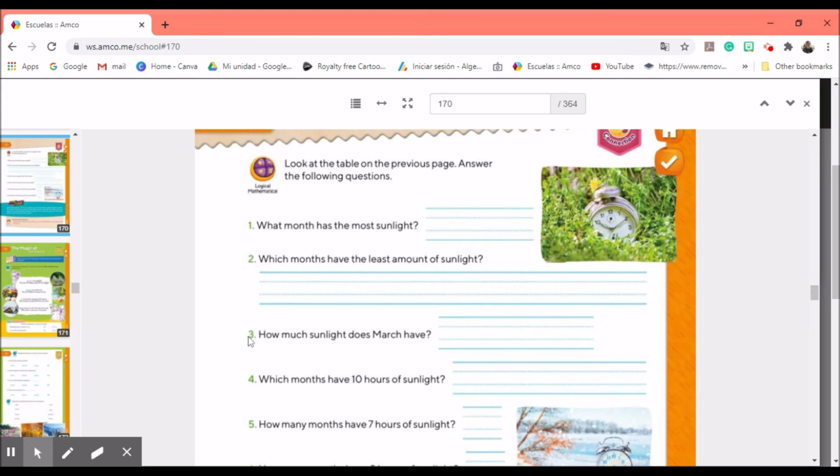Let's look at number 3, Abdiel. How much sunlight does March have? Make sure you put your finger on March section and drag it to the right side of the table. Is it 11 or 10 hours of sunlight? Very good. Let's look at question number 4.